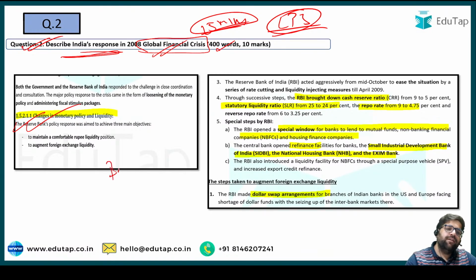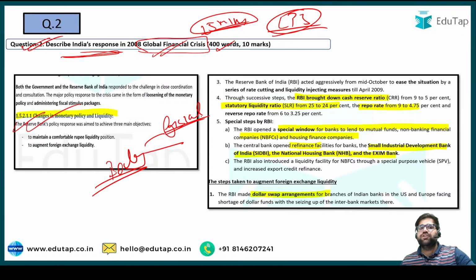In the body part, again, you should divide it into two parts. First, you should describe the fiscal policy which has been controlled by the government, because the question is regarding India's response. So India's response was on the dual side, fiscal policy, and then you could have also told about monetary policy as well. How RBI used monetary policy instruments like repo rates, reverse repo rates, and how the government used fiscal measures like spending, and so on and so forth.